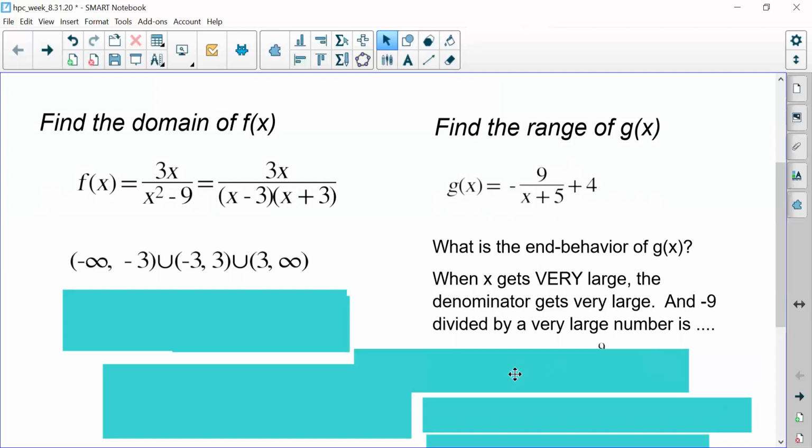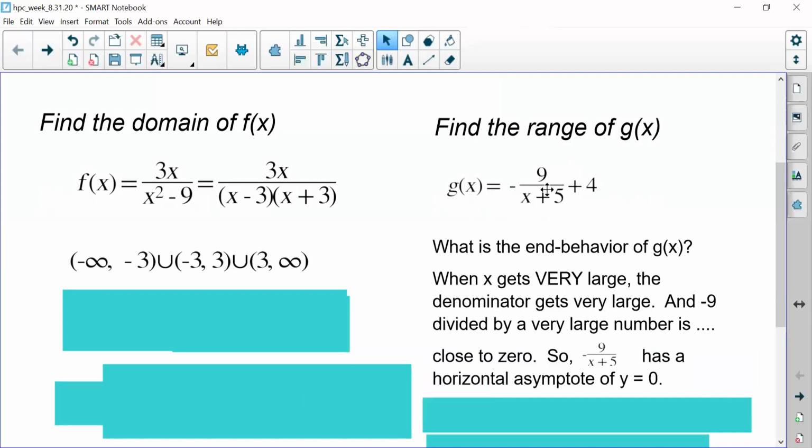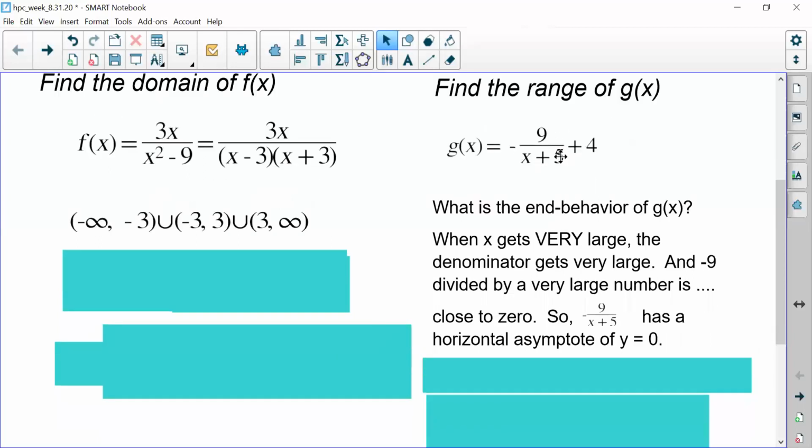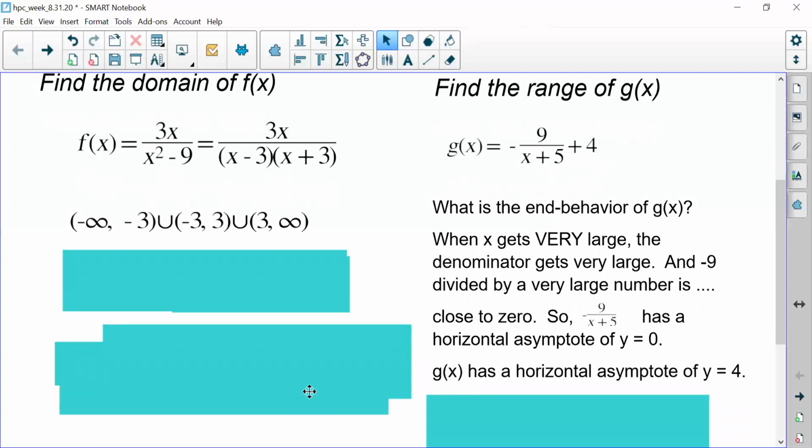It is essentially 0. So this fraction right here, negative 9 divided by x plus 5, when x gets really, really big or really, really small, in other words, way to the right or way to the left, this whole fraction is approaching 0 because it's negative 9 divided by a really big number or a really, really small negative number. But then you add that 0 to 4, and you discover that g of x, this function, has a horizontal asymptote of y equals 4.